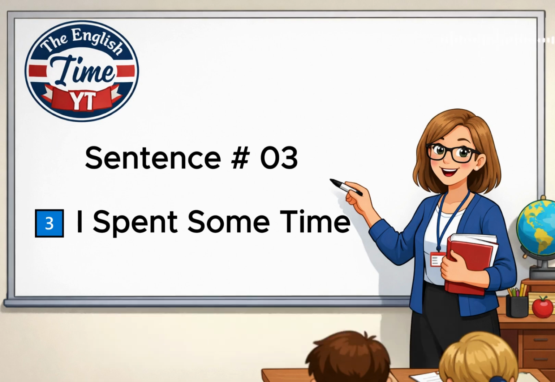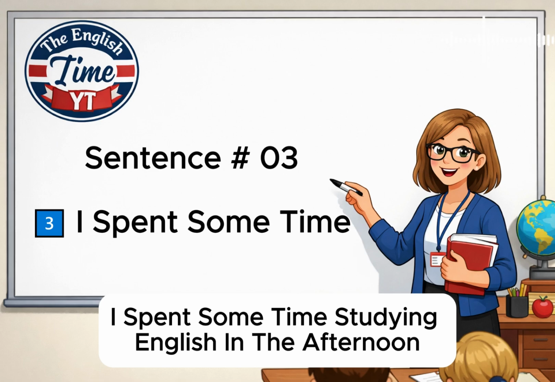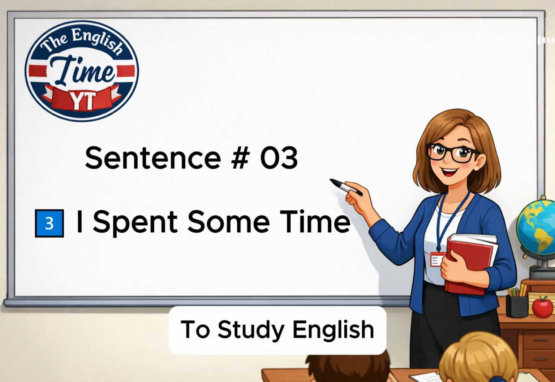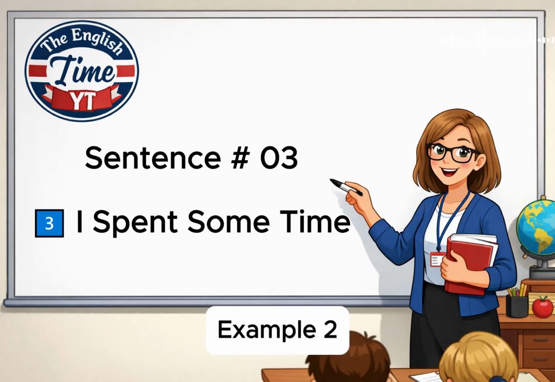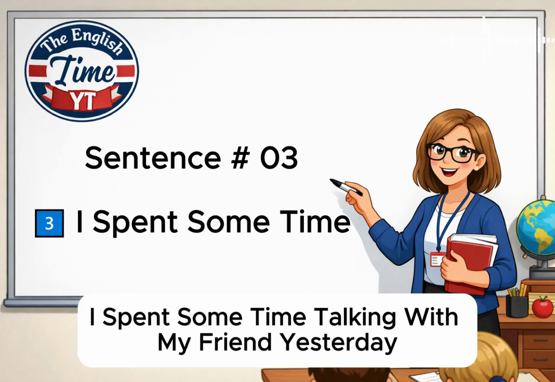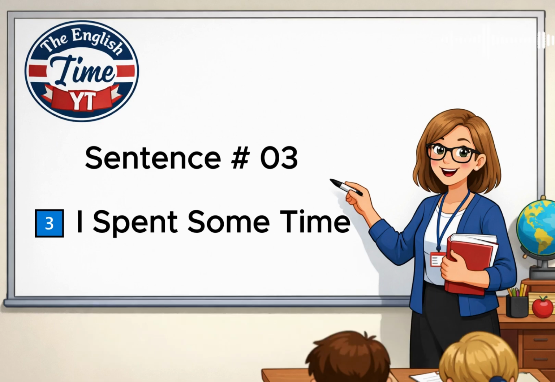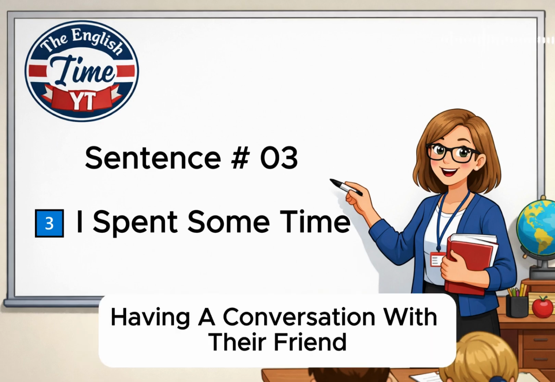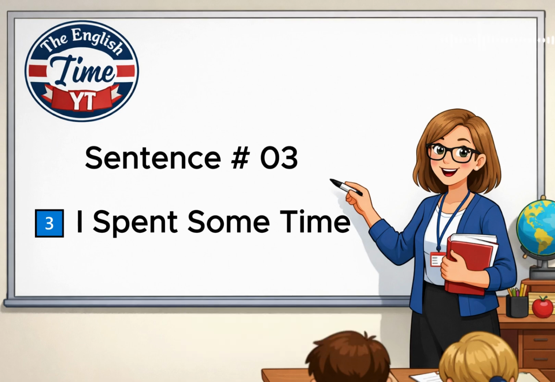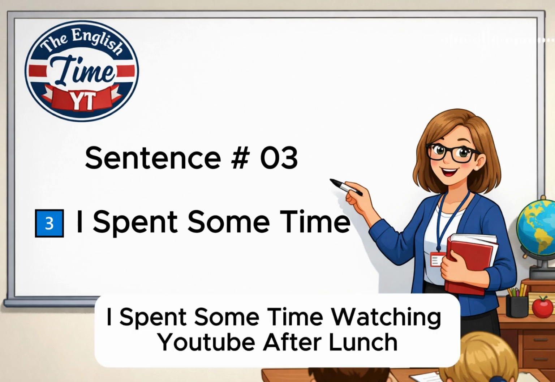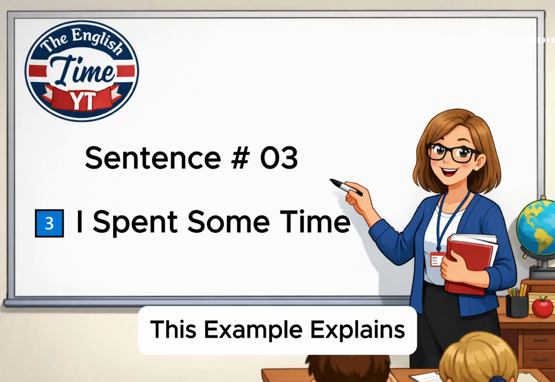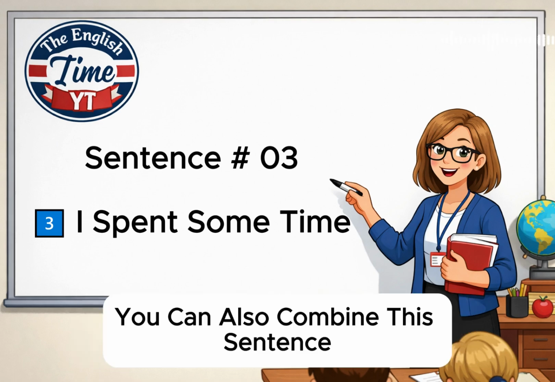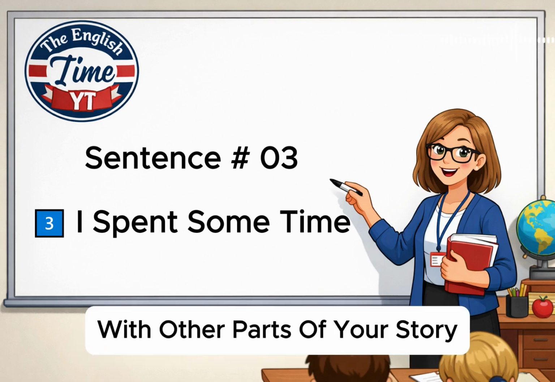Example 1. I spent some time studying English in the afternoon. This means that the person used part of their afternoon to study English. Example 2. I spent some time talking with my friend yesterday. This means they used some time having a conversation with their friend. Example 3. I spent some time watching YouTube after lunch. This example explains how the person used their free time. You can also combine this sentence with other parts of your story.